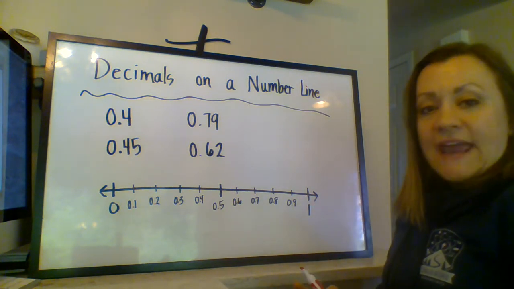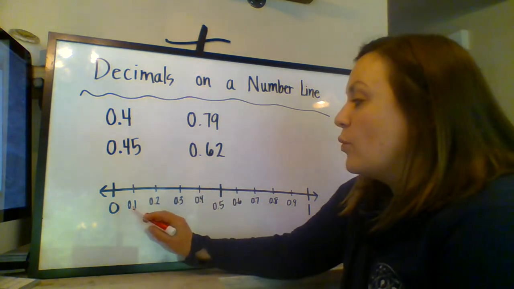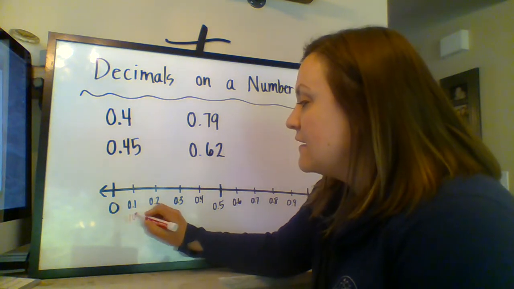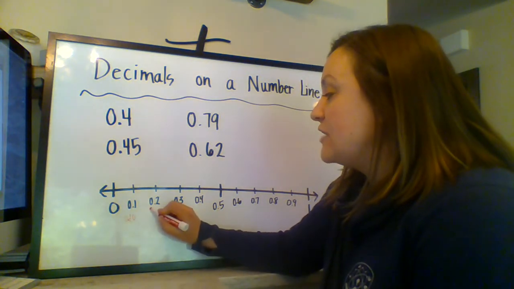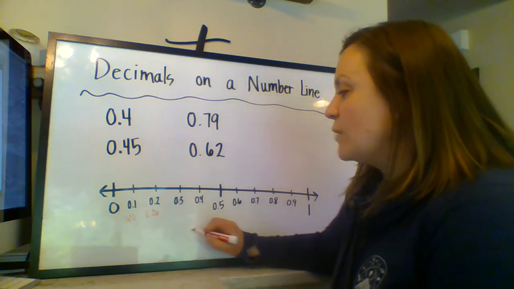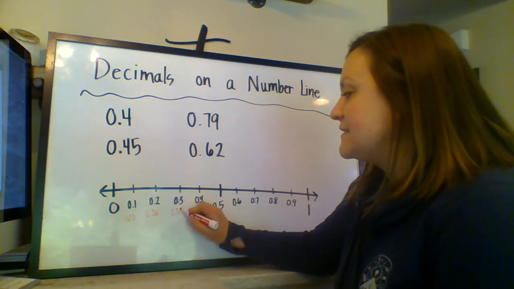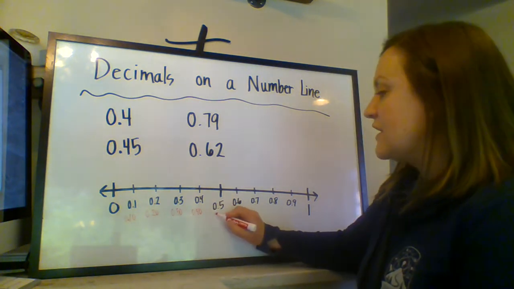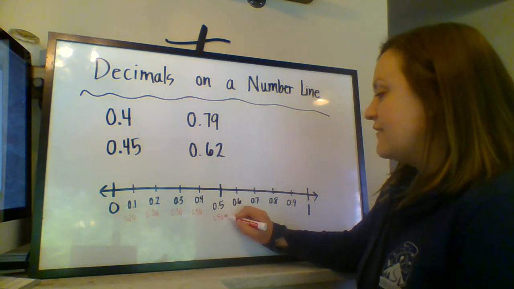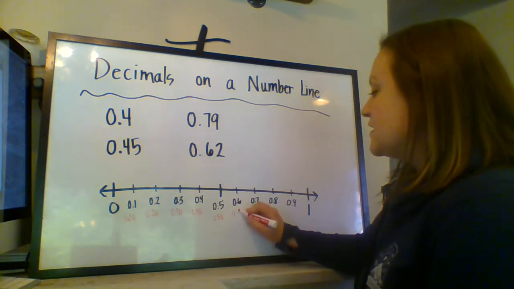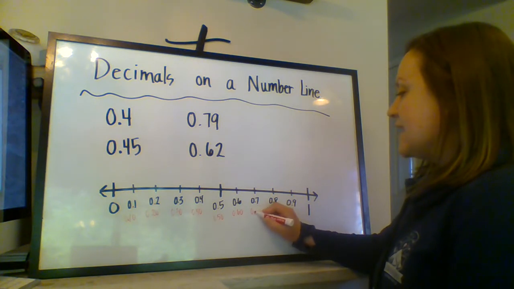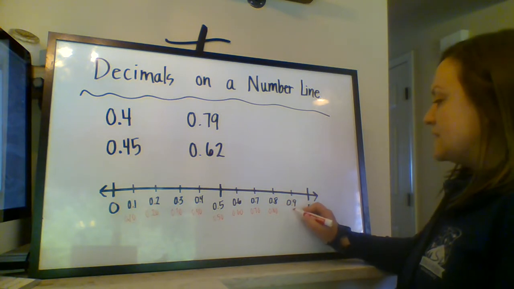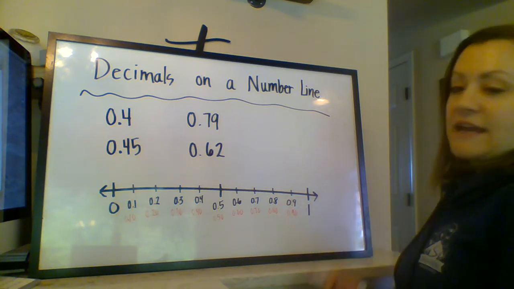We can also write these decimals as hundredths. So we all know that 1/10 is the same thing as how many hundredths? 10 hundredths. I can write 2/10 as 20 hundredths, 3/10 as 30 hundredths, 4/10 as 40 hundredths, 5/10 equals 50 hundredths, 6/10 equals 60 hundredths, 7/10 equals 70 hundredths, 8/10 equals 80 hundredths, and 9/10 equals 90 hundredths.